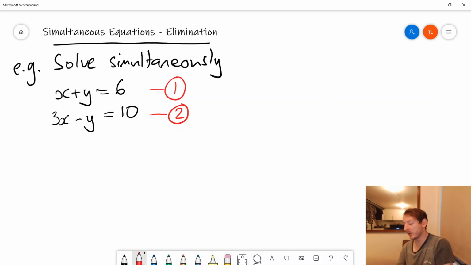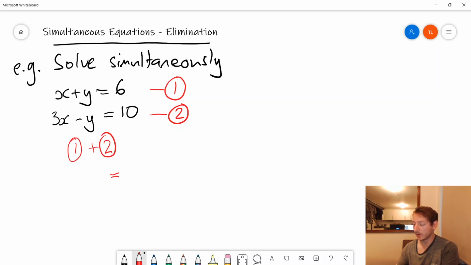Now, today what we're going to be doing is looking for which of the variables, x or y, can be eliminated by adding or subtracting the equations from each other. So in this case, what we're going to find is that y has a negative 1 in front of it here and a 1 in front of it in this case, and they're going to cancel each other out if you add them. So let's say equation 1 plus equation 2. We'll add the right hand side first because that's really easy.